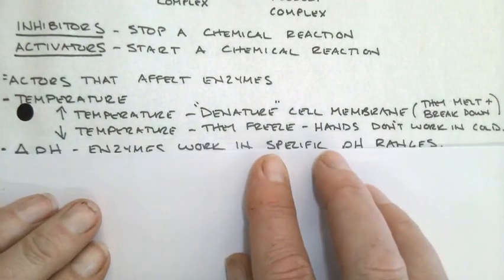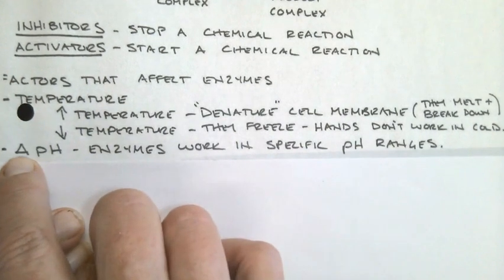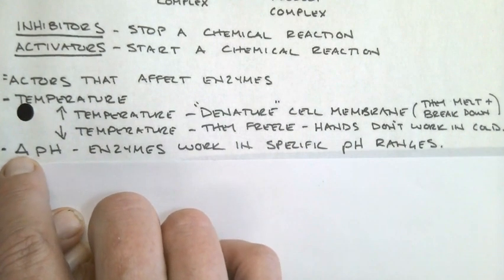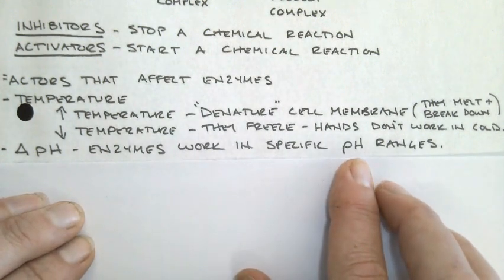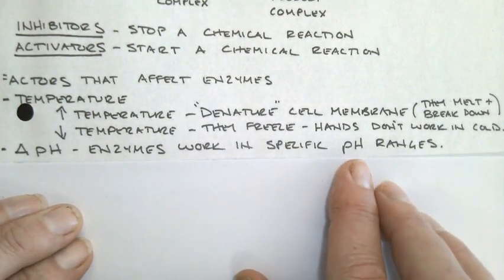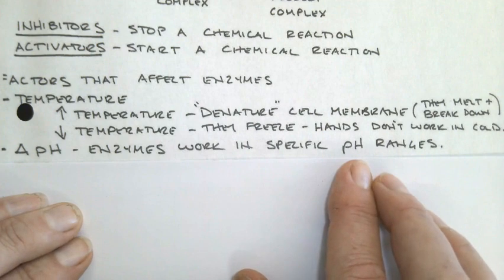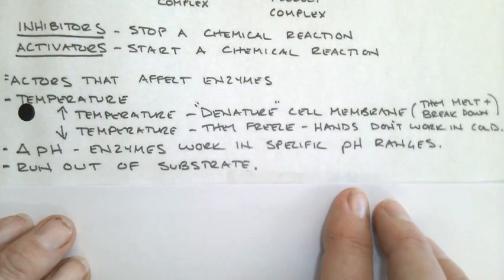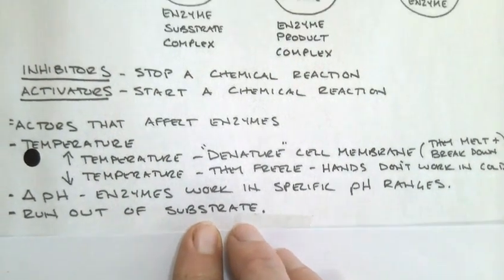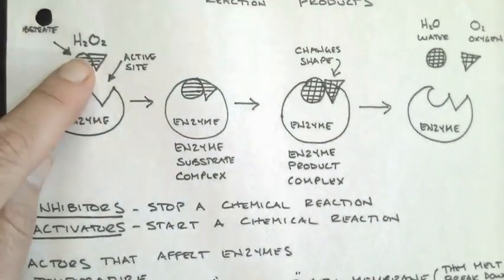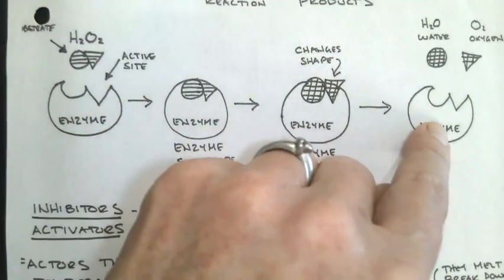It's too cold. pH, that means the delta sign here, this triangle means a change in pH. Enzymes work at specific pH ranges. So for example, the enzymes in your stomach only work in a very acidic environment. And then the last thing is if they run out of substrate. If you run out of your initial H2O2, then this chemical reaction is going to stop.